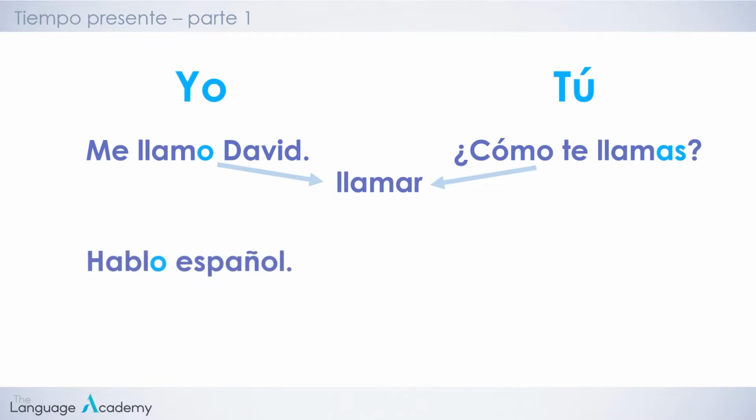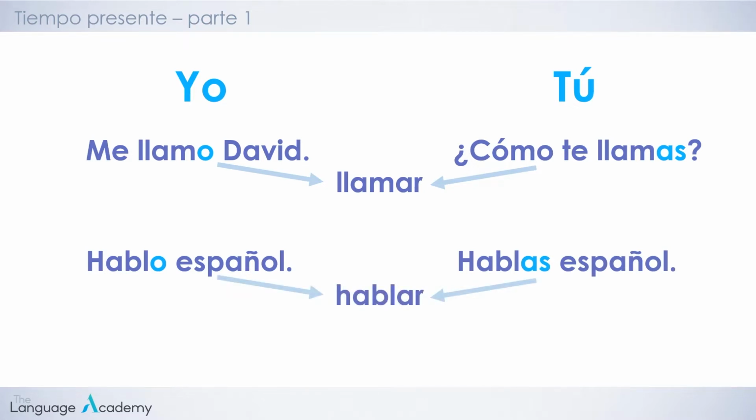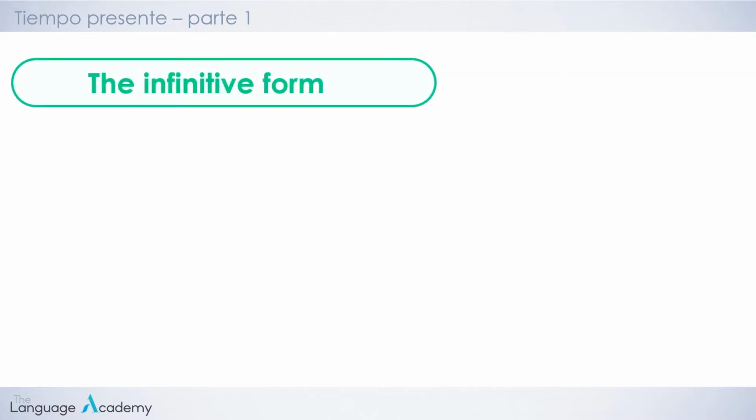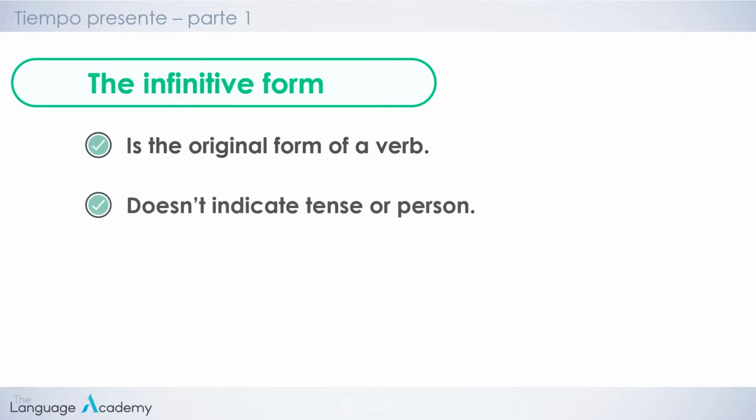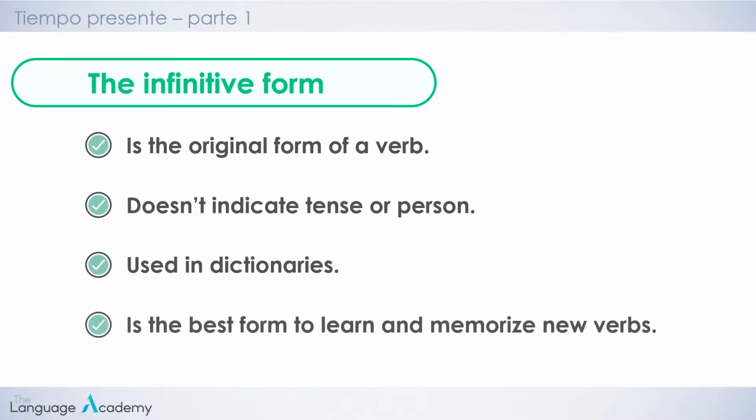Another example is hablo español and hablas español. Both of these verbs come from the original form hablar. A more technical name for this original form is the infinitive form. The infinitive form is the original form of the verb. It doesn't indicate any tense or person. It is the form that you will see in dictionaries. And it is also the best form to learn and memorize new words.